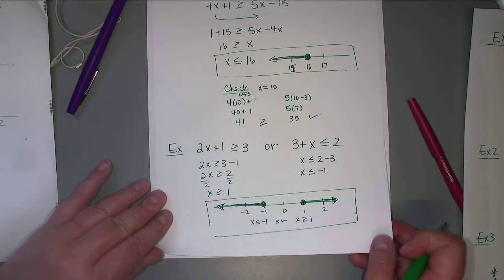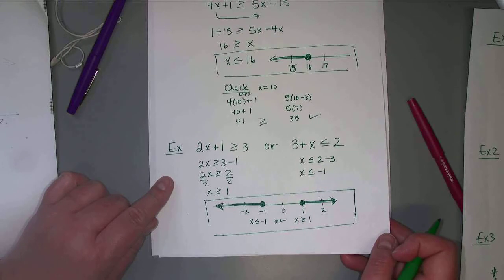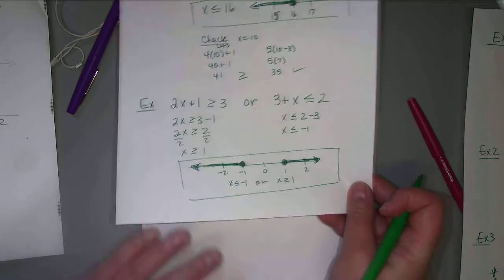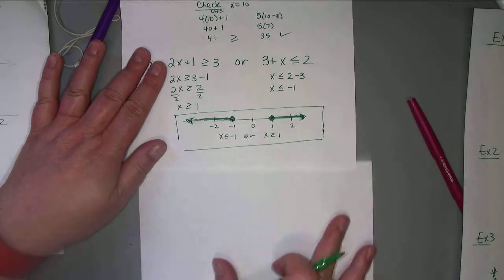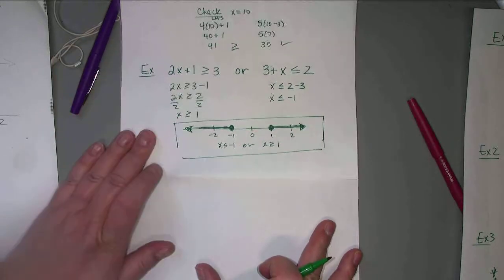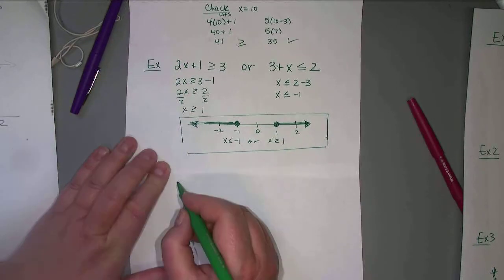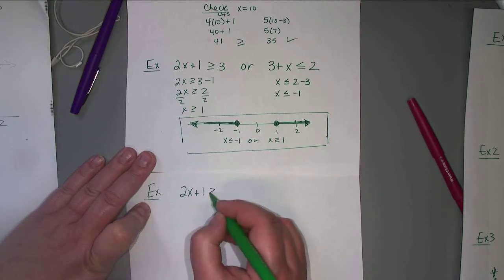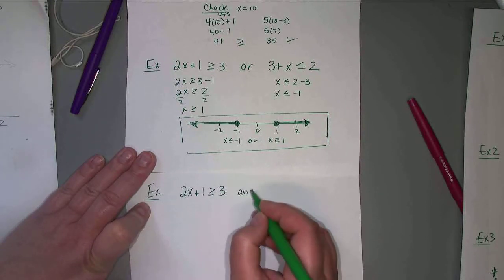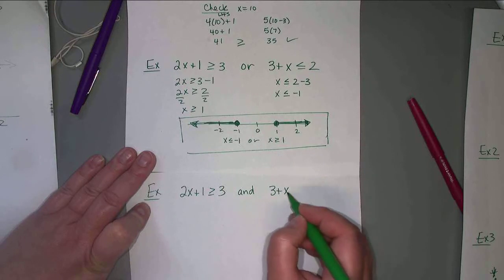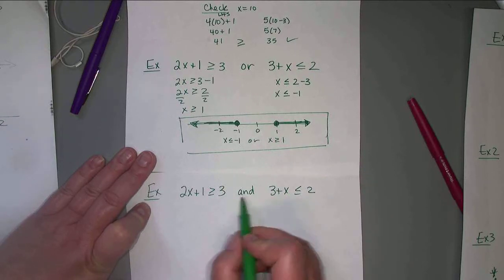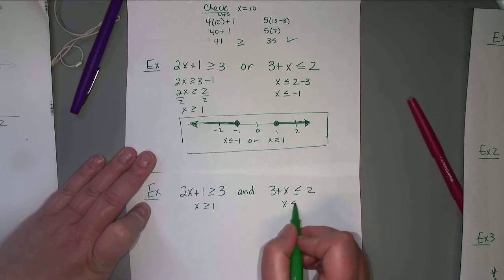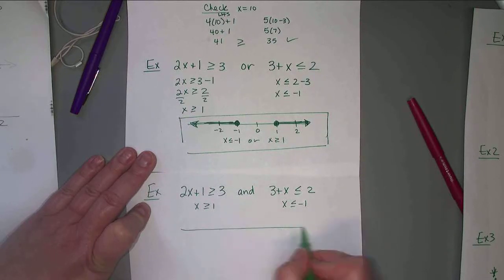Now what if we had the same question but it said and? So we're going to leave this one here just so we can still see it. So the same question, but if we put an and. So now it's saying, okay, this one gives us x is greater than 1, and this gives us x is less than or equal to negative 1, but those don't overlap.